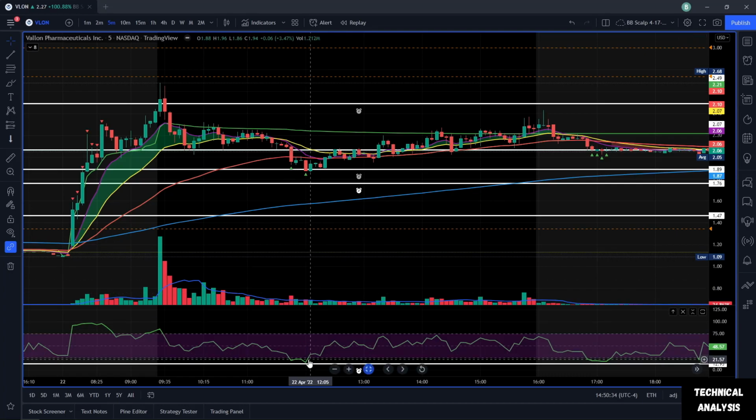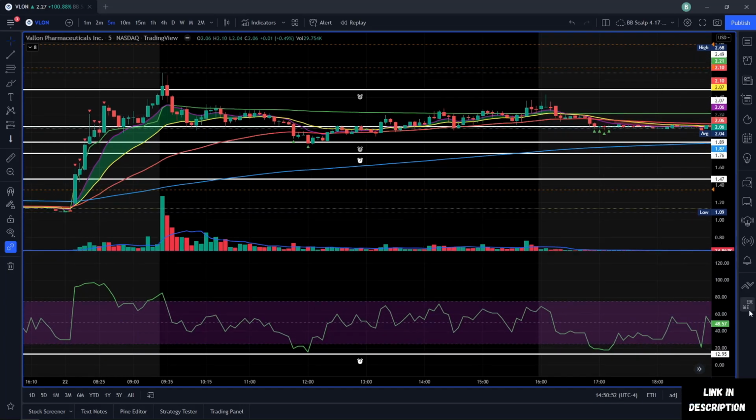Right here, we could see that we had the RSI. This is another thing here. If you look at it, this is the RSI at its lowest point of the day. And what we can see, and let me show you here. There we go. I'll make this a little bit bigger.